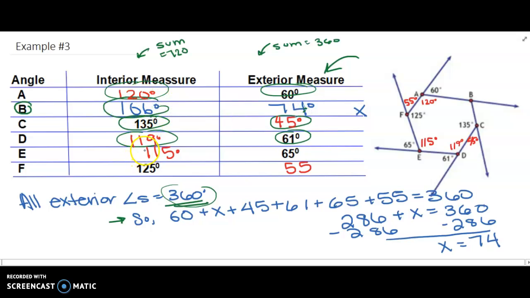Now when I was done, just to double check myself, I went and added up all of these interior angles, and they summed to 720. And then I did find out that n minus 2 times 180, so this is a hexagon, is 720. So check mark, we're right.